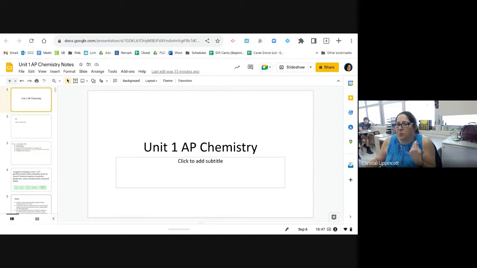So here's our first problem. How many moles of lead iodide are there in a 25-gram sample?